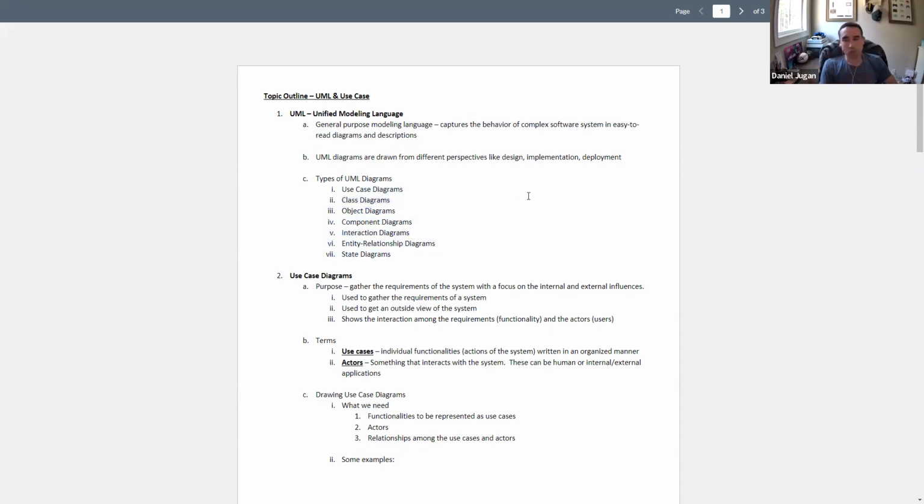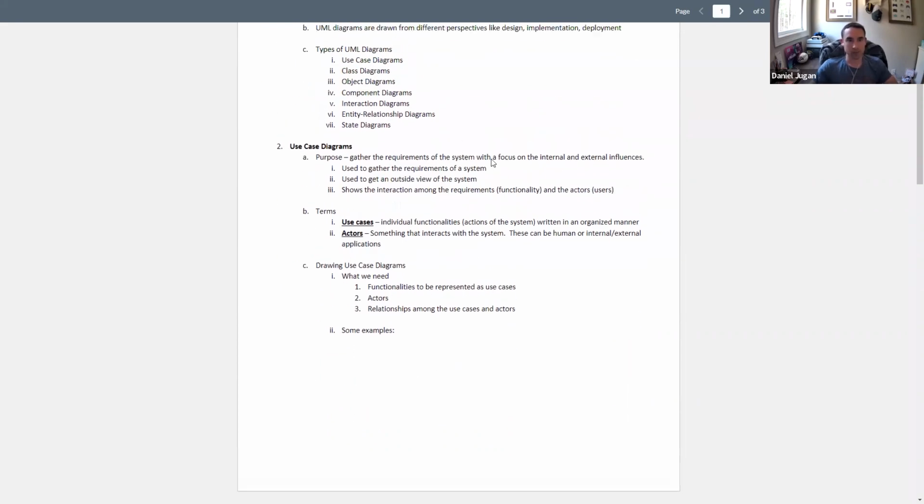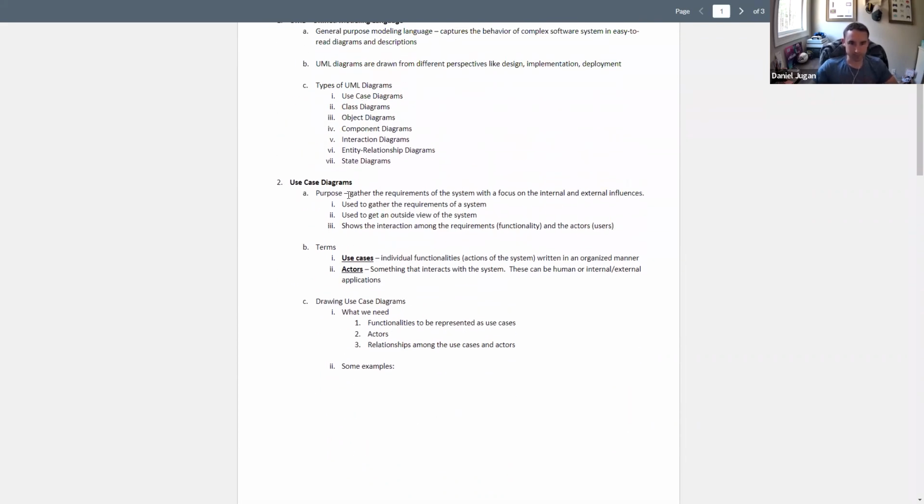The goal being to really get you exposed to this type of documentation because it's going to be common in the field. So this will give you some groundwork going into that sort of thing. So let's talk about use case diagrams.